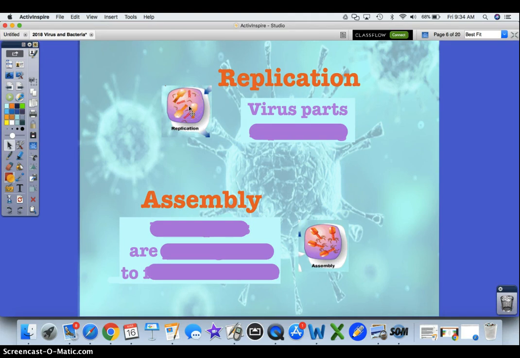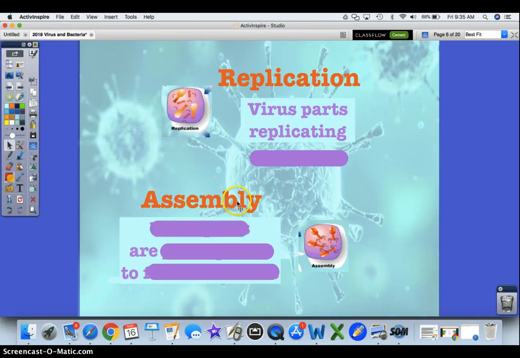Is a virus replicating? Look at the picture in your notes. What's it replicating? Yes, virus parts are replicating, not the virus. It literally will make the DNA or the RNA. It'll make proteins or capsids, and it'll make lipids. It makes the parts to then later assemble.